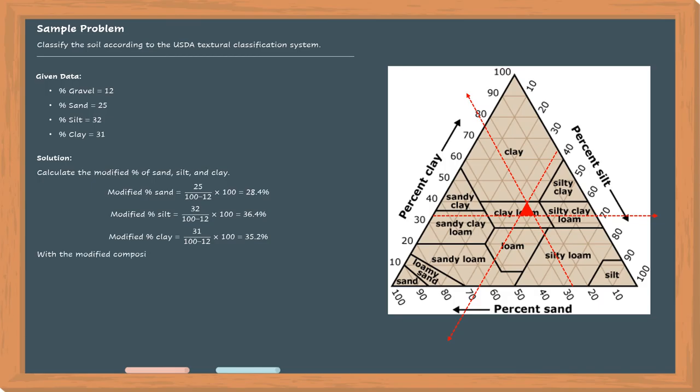Okay, so with the modified composition and plotting the point using the USDA soil classification chart, the zone into which the point of intersection will fall is the soil classification. So in this case, this is soil, clay loam. Therefore, the soil classification is clay loam.